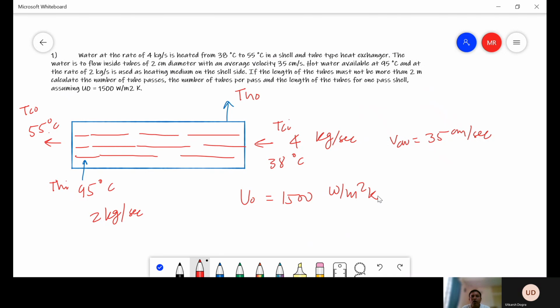Now what we wanted to find out is how many tube side passes one should use.